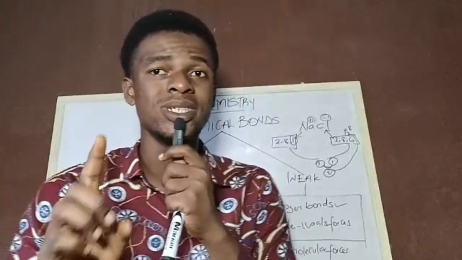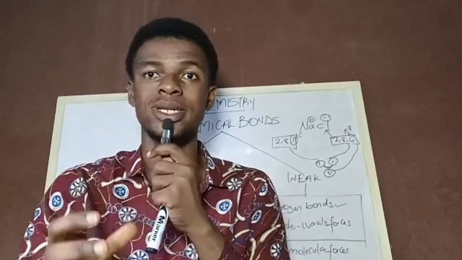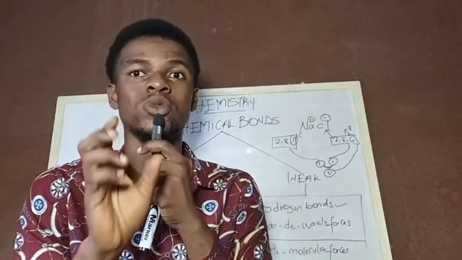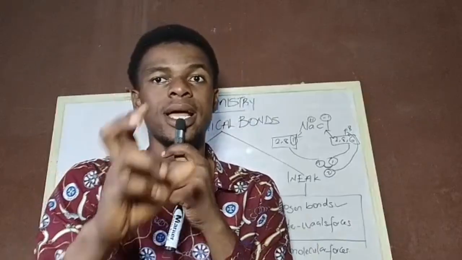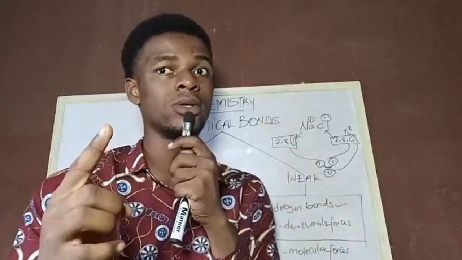Now, the question is how can you tell from a compound which one is covalent or electrovalent? The first thing you're going to do is to check their ions, if they are positively or negatively charged, like the one of sodium chloride. Now, not just that alone.